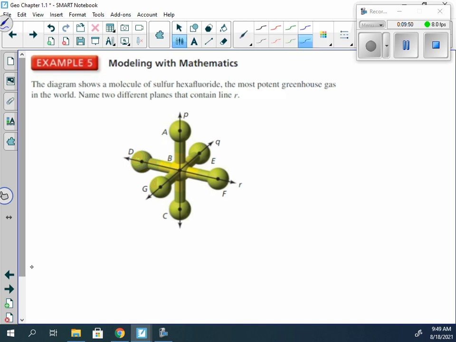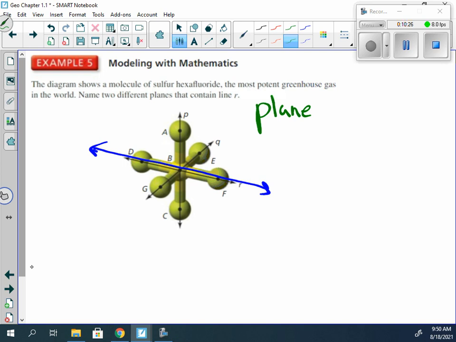So this here is a diagram. The diagram shows a molecule of sulfur hexafluoride, the most potent greenhouse gas in the world. Name 2 different planes that contain line R. Let's see here. So this here is line R. So it would be one plane that would contain that line.